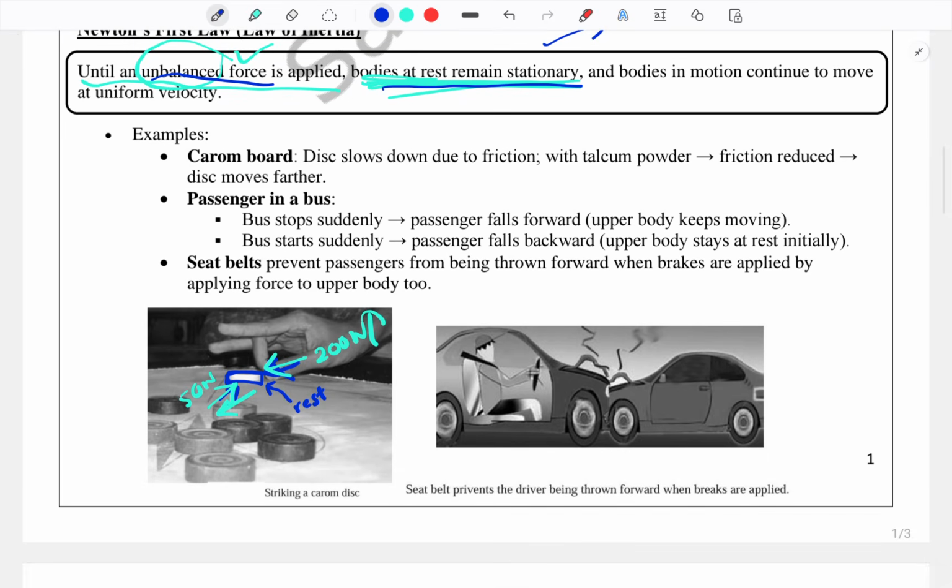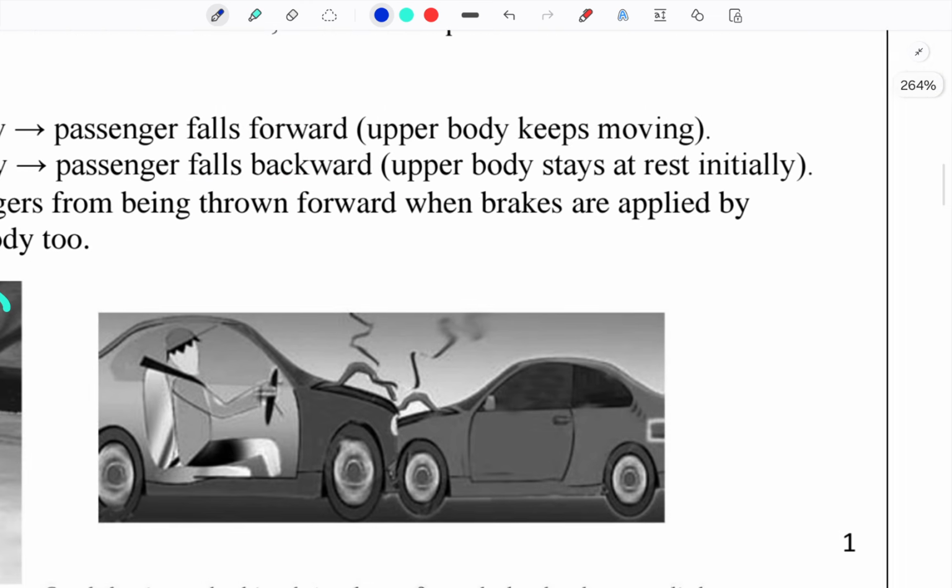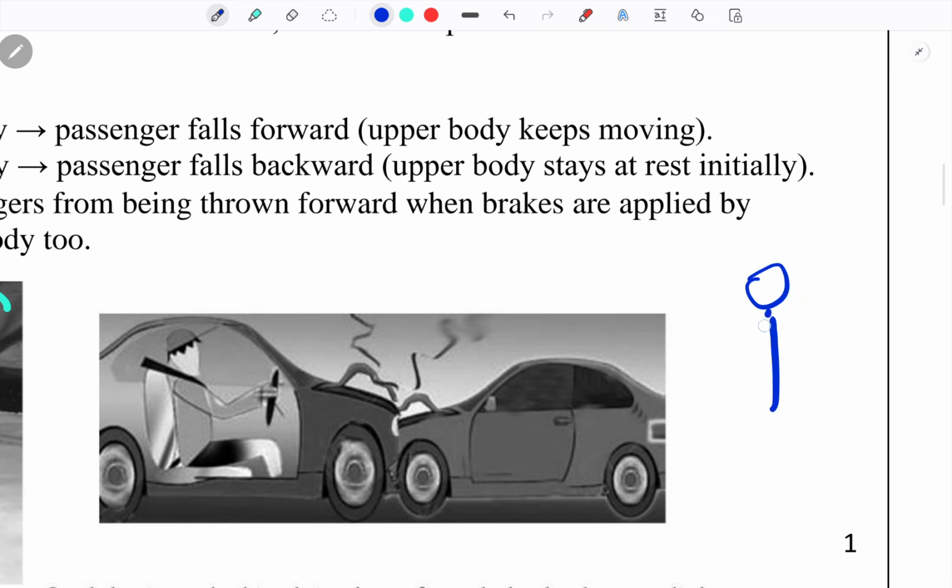Okay. Then, passenger in a bus. Think you are a passenger. I think most people are always passengers in a bus, right? So this is a very common incident. When a bus stops suddenly, what happened? Think you are inside the bus, right?